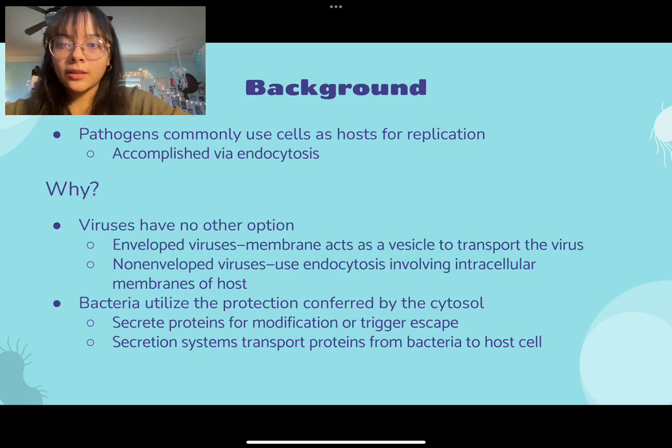Proteins that are secreted may either allow modification or trigger escape from vacuoles, which can then recruit actin to move through the cell. Secretion systems are also used to transport proteins from the bacteria to the interior of the host cell. The proteins often mimic eukaryotic proteins and interfere with cellular mechanisms.